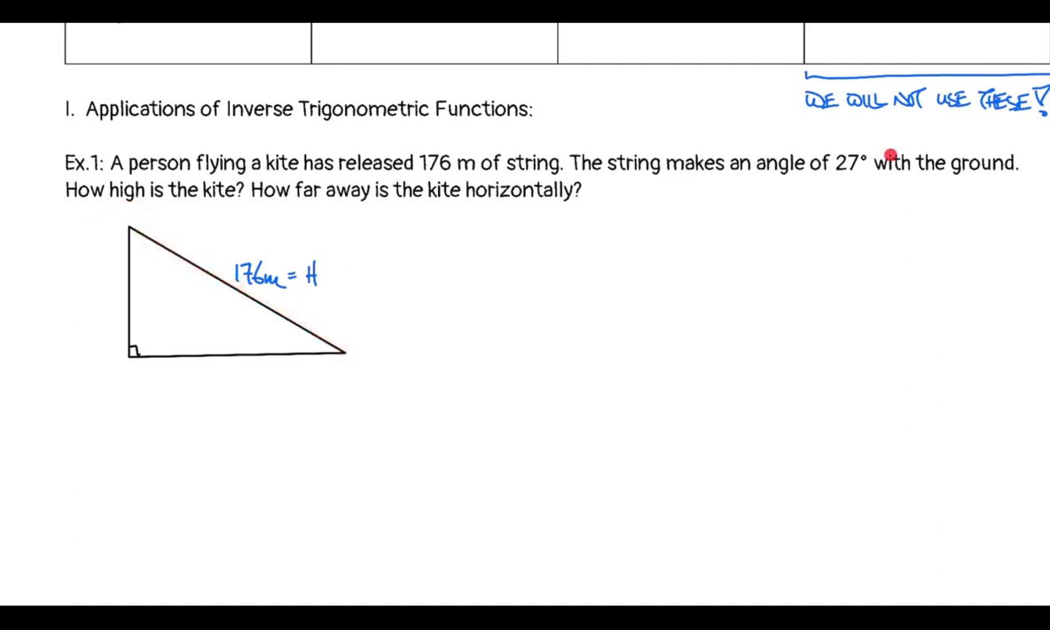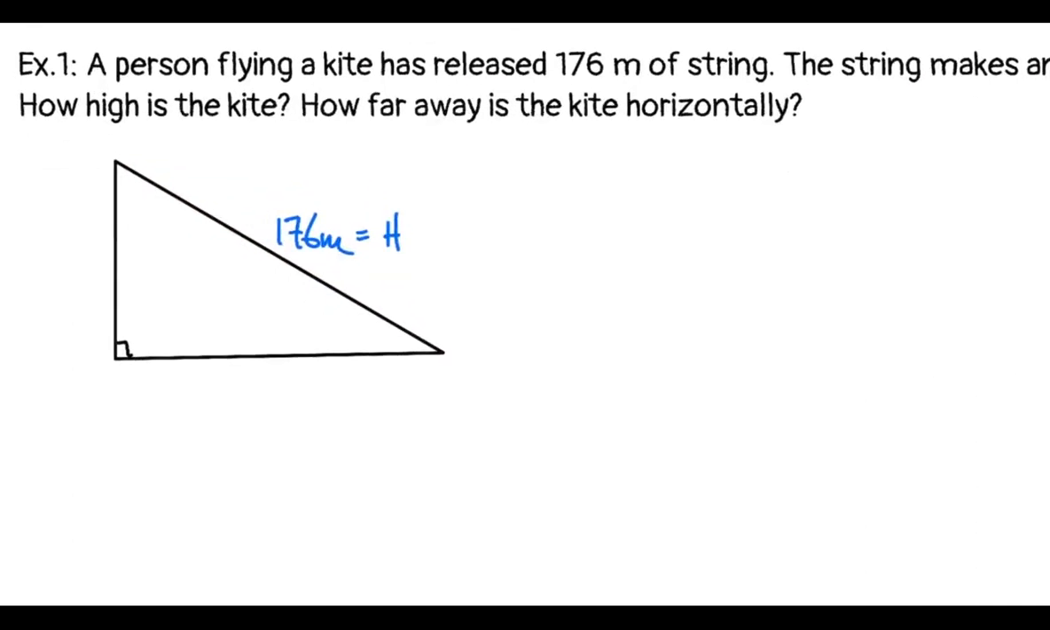We see the string makes an angle of 27 degrees with the ground. Where does the 27 degrees go? At the right bottom angle. The right bottom angle. Yes, I agree. So we'll take this angle and that'll be 27 degrees. Okay.